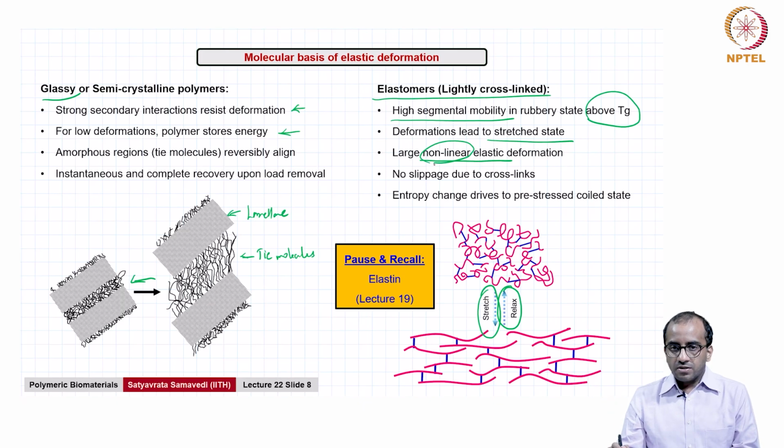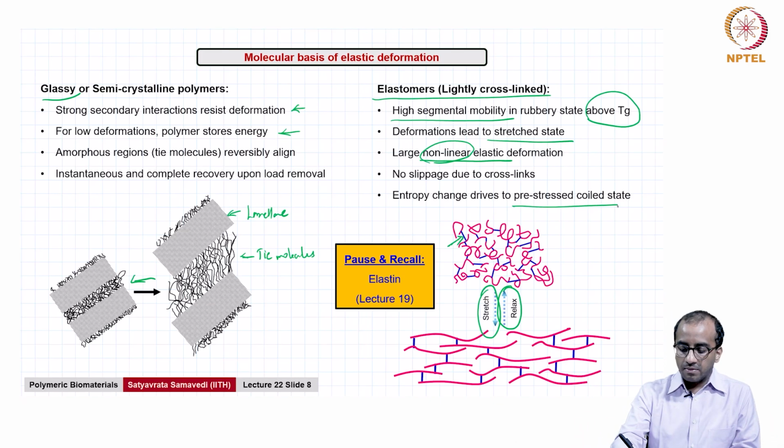Now, one unique aspect about these materials we have seen earlier is the covalent crosslinks that stabilize the chains, these lightly covalent structures. So, there is no slippage across the chains because of crosslinks, and once you have stretched them out completely, it is the unfavorable entropy in that state that drives the material back to its pre-stressed coil state. Essentially, you have more conformational arrangements in the relaxed state compared to the fully stretched state. So, entropically it is unfavorable for it to remain there, so it will go back to its original position.